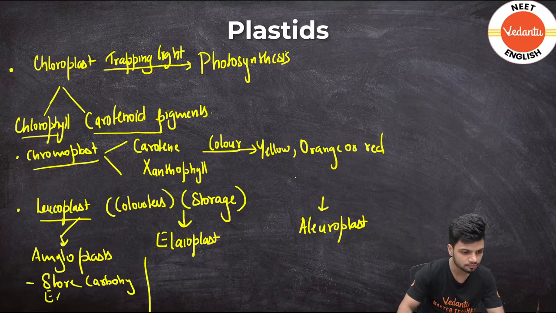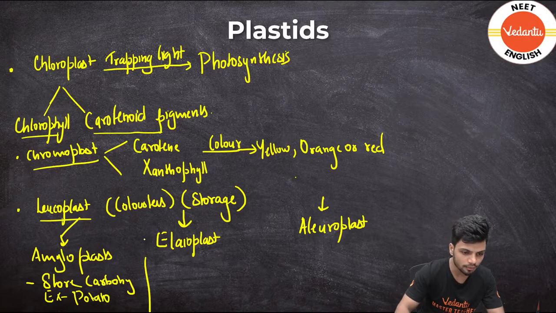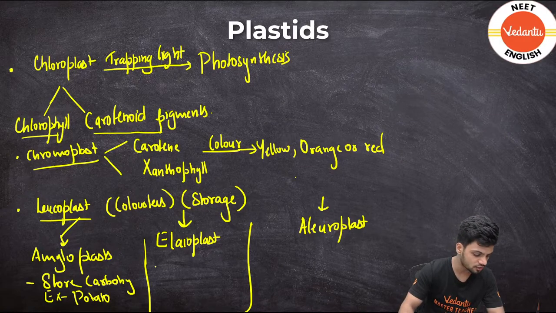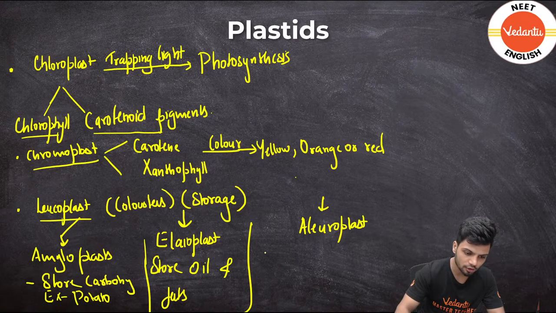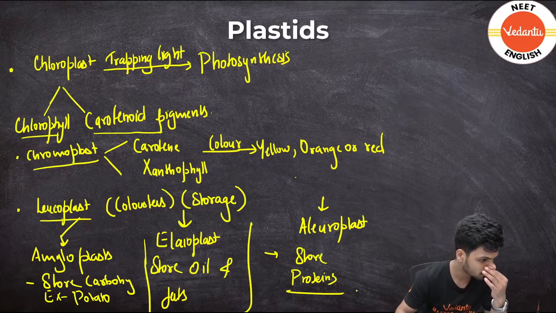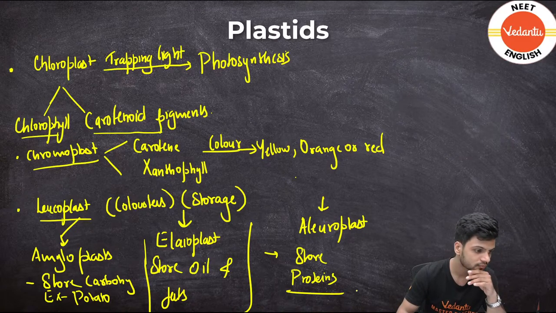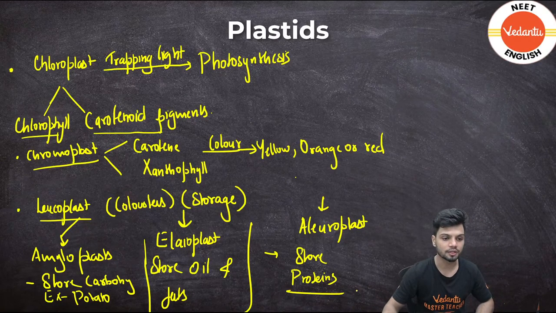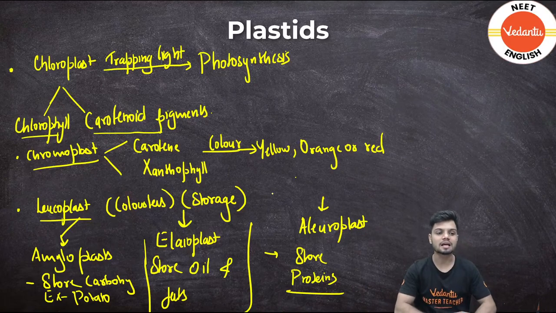Example is potato. Now what about elaioplast? Elaioplast's main function is storing of oil and fats. What about aleuroplast? It stores proteins. Clear? It stores protein. So this is the entire set of plastids which is present here.